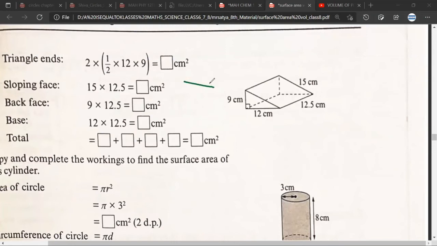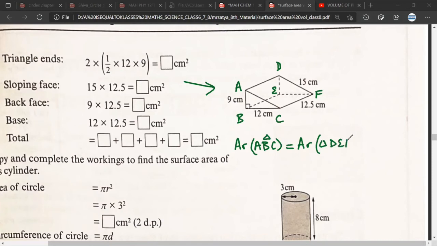Now look at this figure. As we have done for the previous questions, I'll name this figure so that it becomes easier. So A, B, C, D, E, F. Sarthak, is it okay? Yes, sir. Satya, can you try to find the total surface area? First you have to find the triangle one. So half into 9 into 12. First of all, do we agree that the area of triangle ABC is the area of triangle DEF?